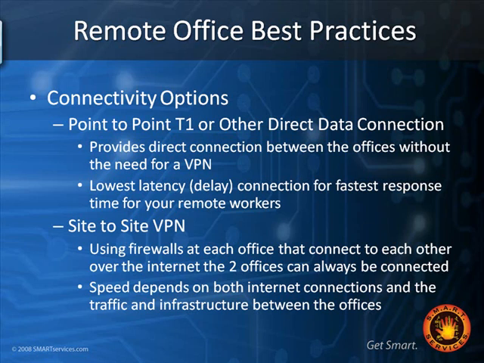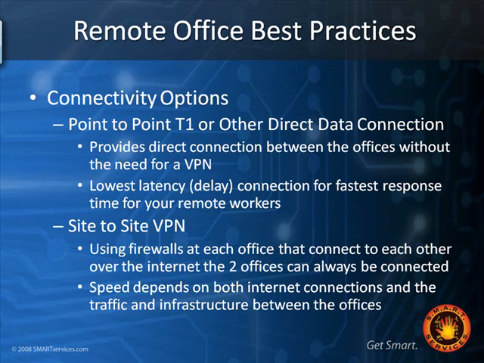And what that does is it provides a direct connection between the offices without the need for a VPN. Because if your remote office only has a point-to-point T1 line, they don't have an internet line. What they have is essentially like a slower speed network connection just between the offices. The benefit of that versus an internet connection, though, is it's a lot lower latency or delay in your connection speed. People usually look at just the upload and download speed when they're talking about an internet connection or a T1 connection or a point-to-point connection, and that's part of it.